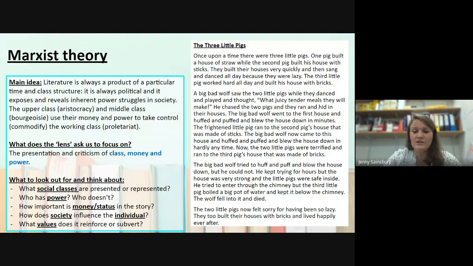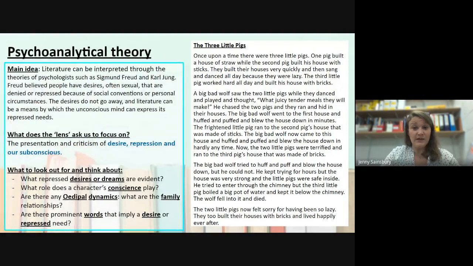Okay, so the next theory that we're going to have a look at is, again, one that you might be familiar with, but maybe you've never heard it called psychoanalytical theory. This is sometimes called Freudian theory as well. Now, this is the idea, and this will really help if you are studying psychology as an A-level as well, because the two go hand in hand.